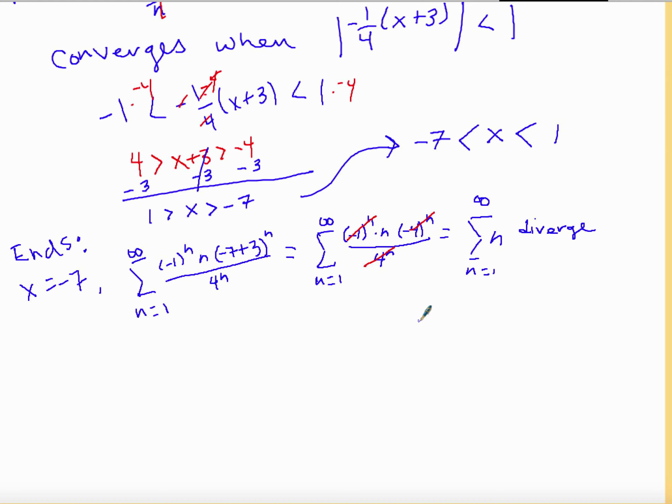Okay, very nice. So now let's test the other endpoint. Let's test where x is equal to 1. If that's the case, I've got negative 1 to the nth power times n times (1 plus 3) to the n power. Oh, that's nice. I see right away that 1 plus 3 is 4, and 4 to the n is on top, and 4 to the n is on the bottom. My goodness, those are going to cancel out.